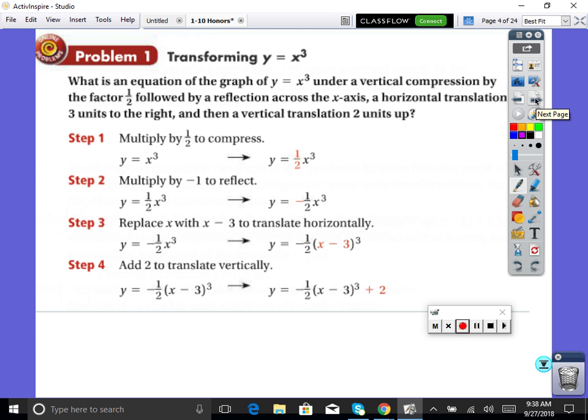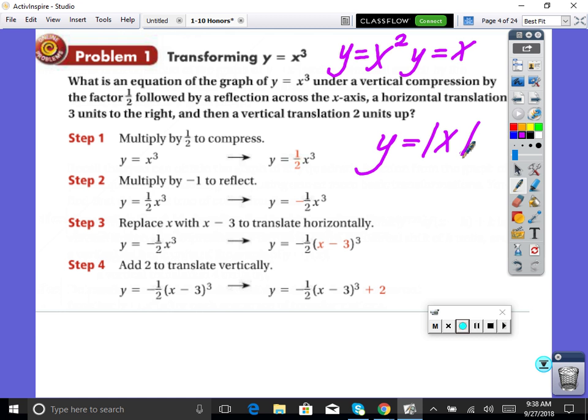Okay, so right here it says, what is the equation of the graph y equals x cubed? Now guys, that's a parent function because there's no shifts. So look, x cubed is a parent function. Y is equal to x squared is a parent function. Y is equal to x is a parent function. Y is equal to the absolute value of x is a parent function. Y is equal to x to the 4th is a parent function. I could go on all day. Do you guys see how I can write parent functions for all functions? Y is equal to 1 over x would be the parent function because there's no shifts on all of these.